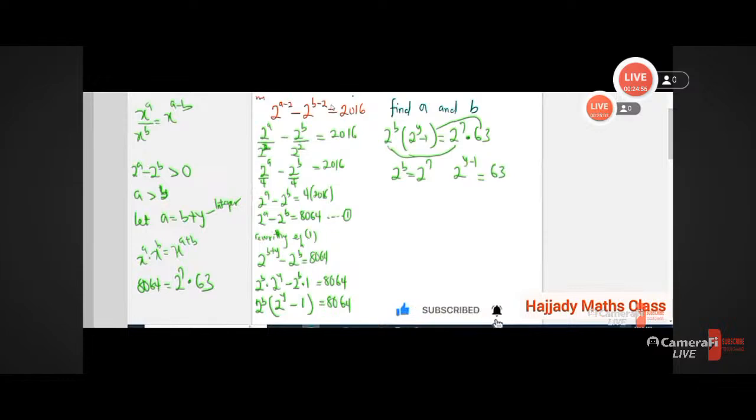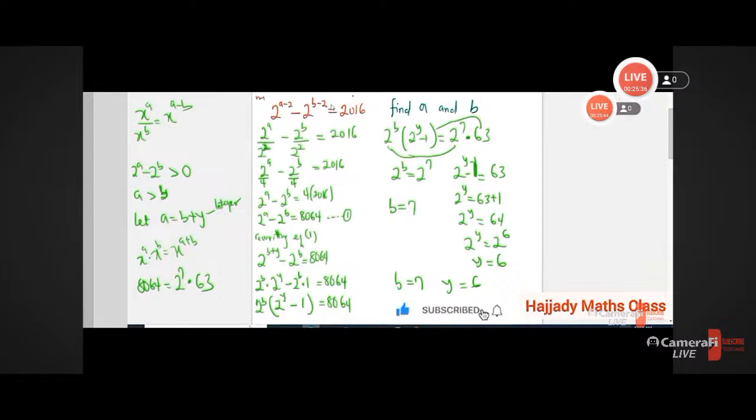So from here, by equality of base, I have that b equals 7. And here I have that 2 raised to power y equals 63 plus 1, so 2 raised to power y is the same as 64. 2 raised to power y is also equal to 2 raised to power 6, and here I can say y equals 6. Now I have b equals 7, y equals 6 also. And don't forget that we are interested in getting the value of a and also of b.